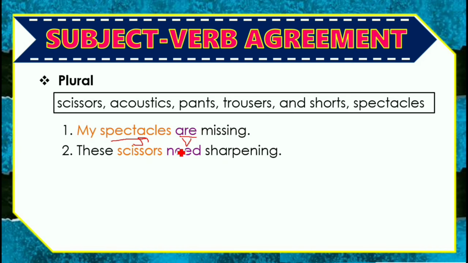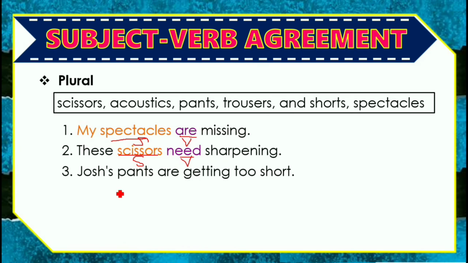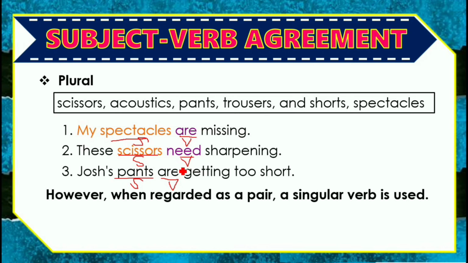Another one, these scissors need sharpening. So scissors is our subject and our verb is need, which is plural. Josh's pants are getting too short. So Josh's pants is our subject, which is plural, that's why we use a plural verb. However, when regarded as a pair, a singular verb should be used. Number 1, for example, my pair of spectacles is missing.